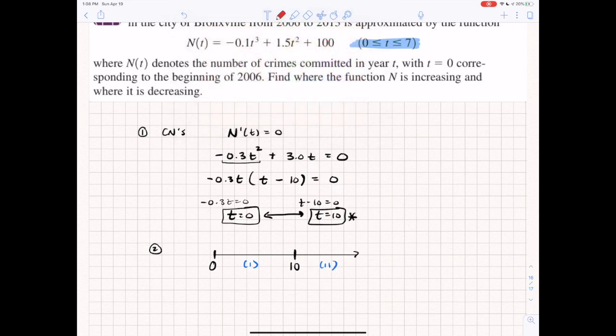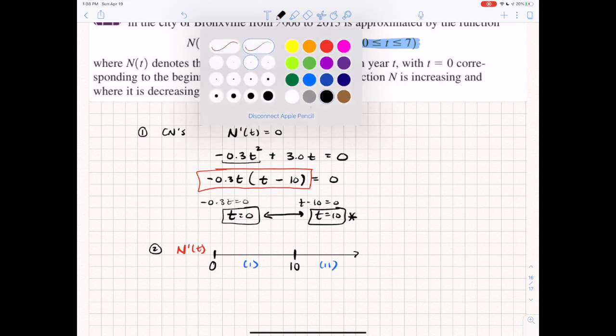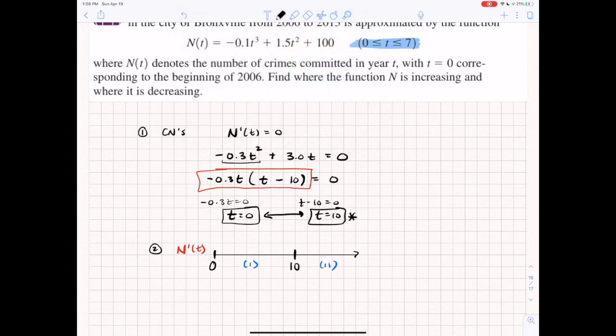And then again, I'm plugging all of this into the derivative n prime. Specifically, I'm going to plug into the factored form right here. So if I was to plug in a positive 1, this will give me a negative times a negative, so I get a plus here. And then after 10, if I was to plug in something like 11, this will give me a negative times a positive, so this would be negative here.